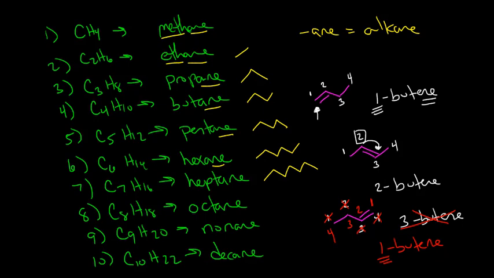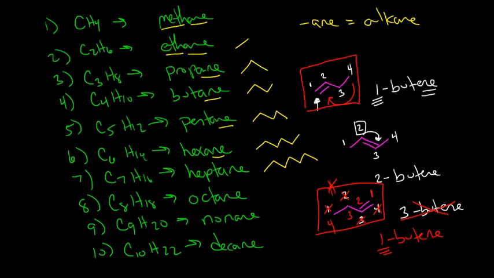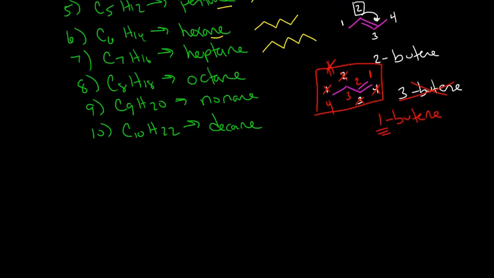So as it turns out, this compound is identical to this compound. There is chemically no difference. Right? If you were to rotate one butene clockwise, you would end up with this compound. Okay? Let's try one more alkene.